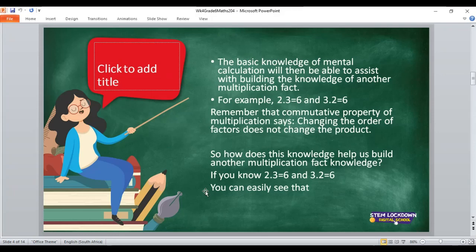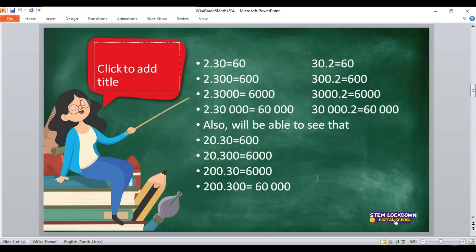So how does this knowledge help us build another fact knowledge about multiplications? If you know that 2 multiplied by 3 equals 6 and 3 multiplied by 2 also equals 6, then you can easily see that 2 multiplied by 30 is equal to 60. 30 multiplied by 2 equals 60. You're just changing the factors around. The product remains the same.